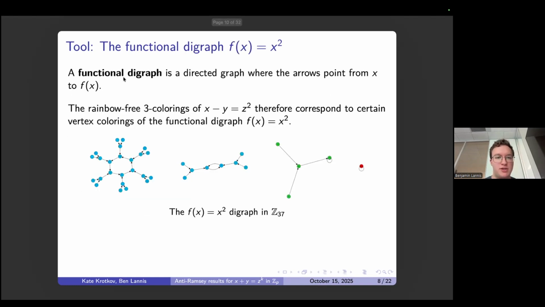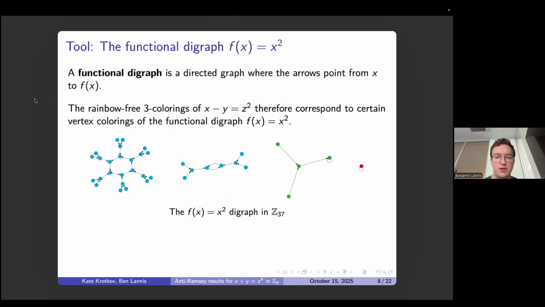So what is this object that I'm talking about? Well, this is the functional digraph f of x equals x squared. To give a general definition, a functional digraph, for example in Z_p, is a directed graph where the vertex set is the elements of Z_p, and arrows point from x to f of x.